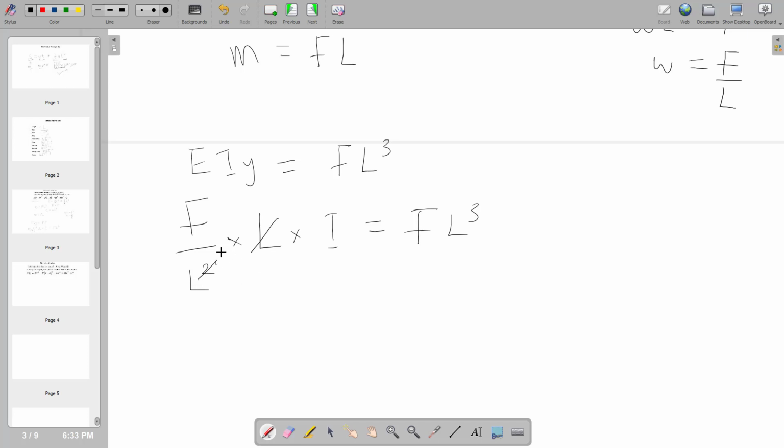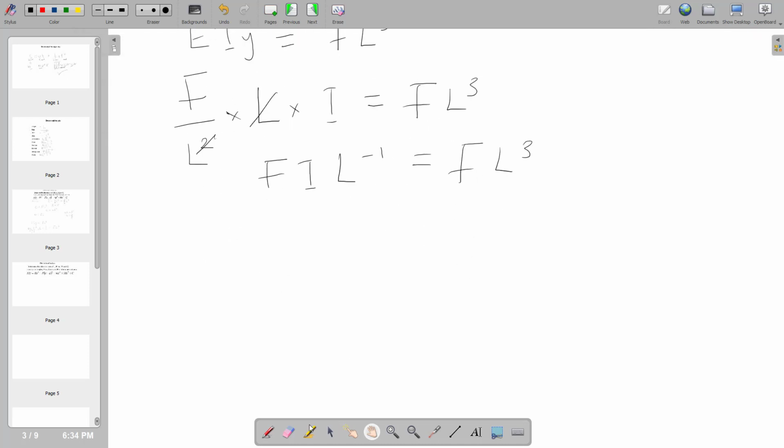L cancels this, so we have F times I per L should be FL cubed, and then this is just a matter of simplification. So our I should be equal to FL cubed. Our F moves to this side, so we have a per F, and our per L moves to this side, so we have an L. So our per F cancels our F. Our L cubed just multiplies L, so we have L to the power 4. So our I is equal to L to the power 4.